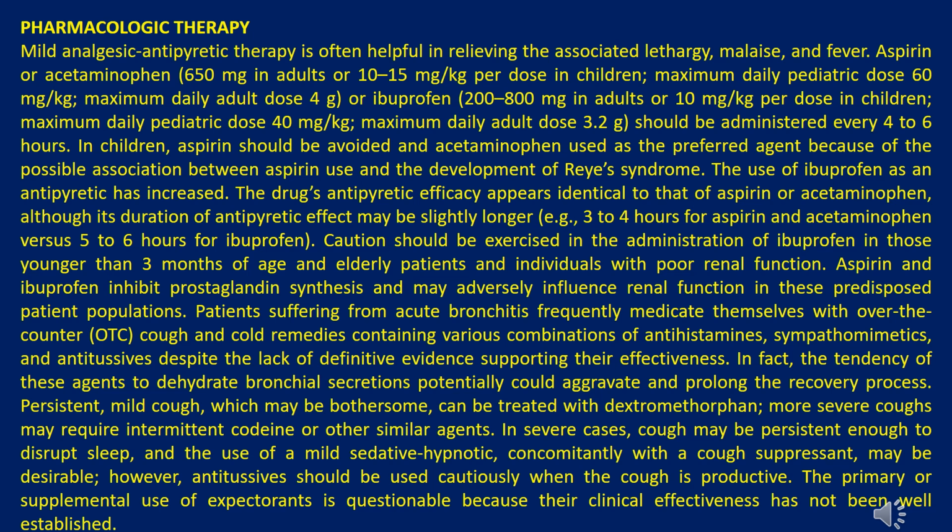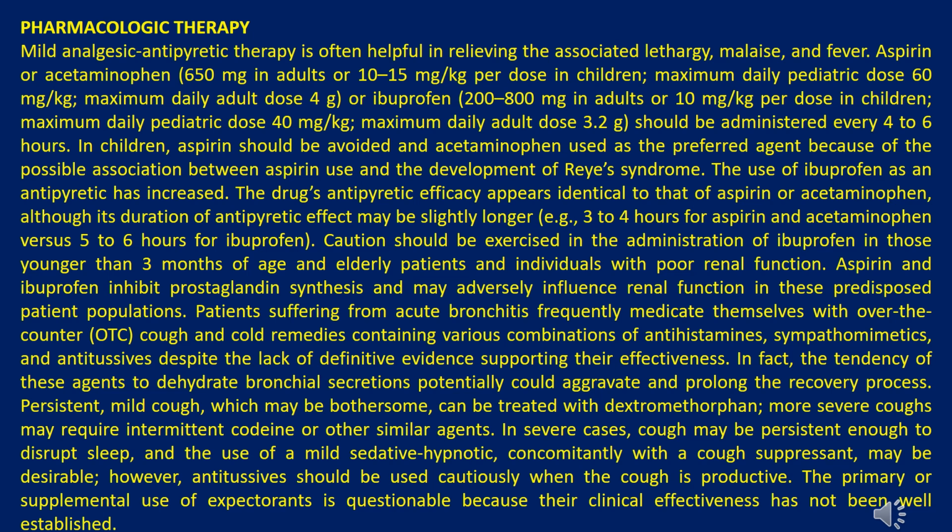Patients suffering from acute bronchitis frequently medicate themselves with over-the-counter (OTC) cough and cold remedies containing various combinations of antihistamines, sympathomimetics, and antitussives despite the lack of definitive evidence supporting their effectiveness. In fact, the tendency of these agents to dehydrate bronchial secretions potentially could aggravate and prolong the recovery process. Persistent, mild cough, which may be bothersome, can be treated with dextromethorphan.